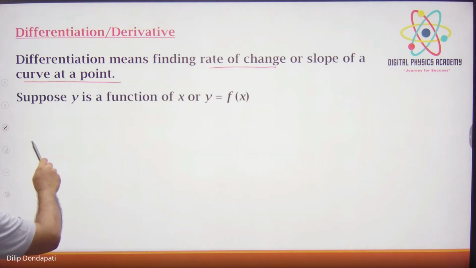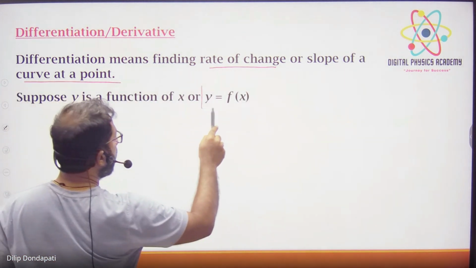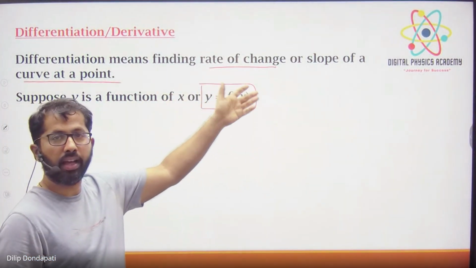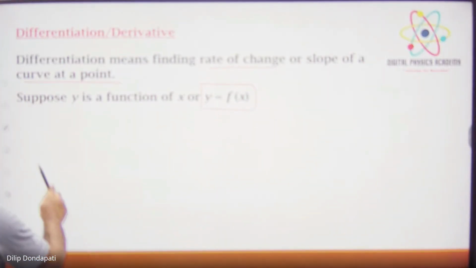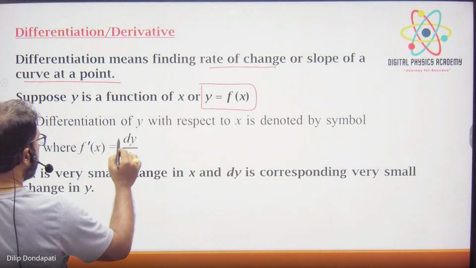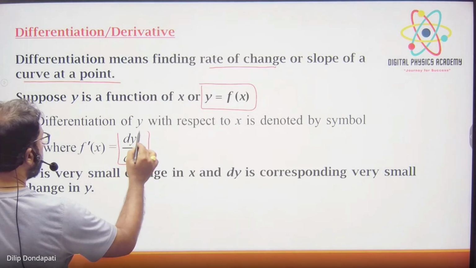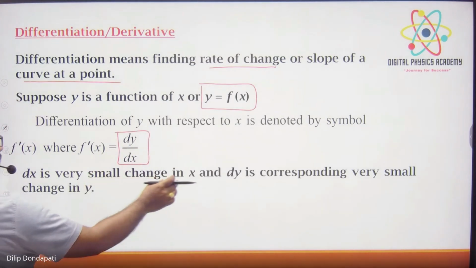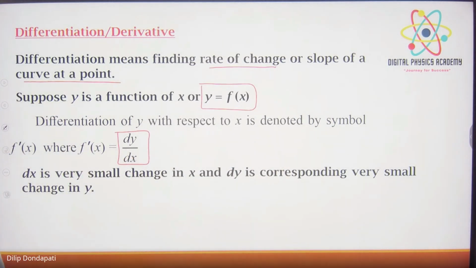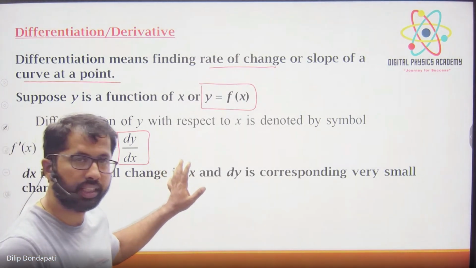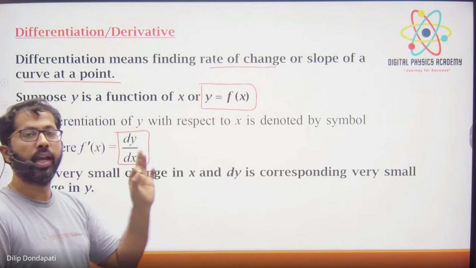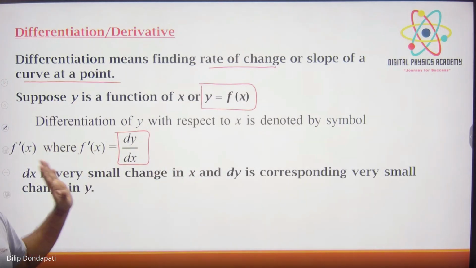Example, suppose a given function y is equal to f of x. It can be any function, sine, log, cos, anything. Then how to write differentiation? It is written as dy by dx. Here dy is a small change in y and dx is a small change in x. So differentiation is nothing but dy by dx, and its purpose is only one: to find a point slope. To find a slope, we are using this differentiation.